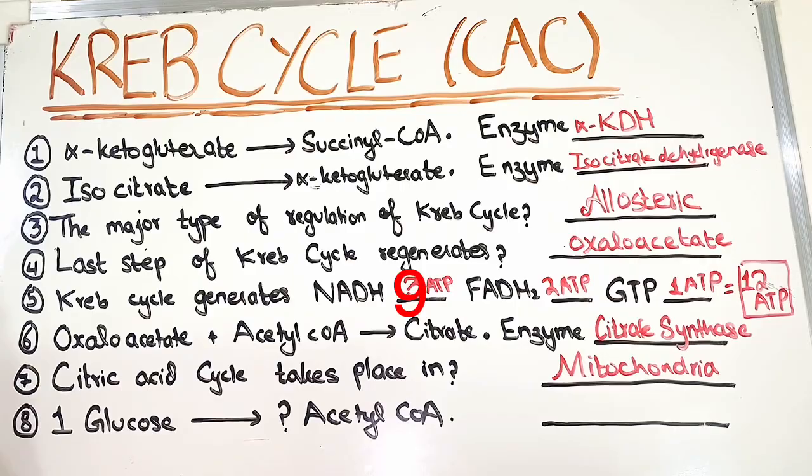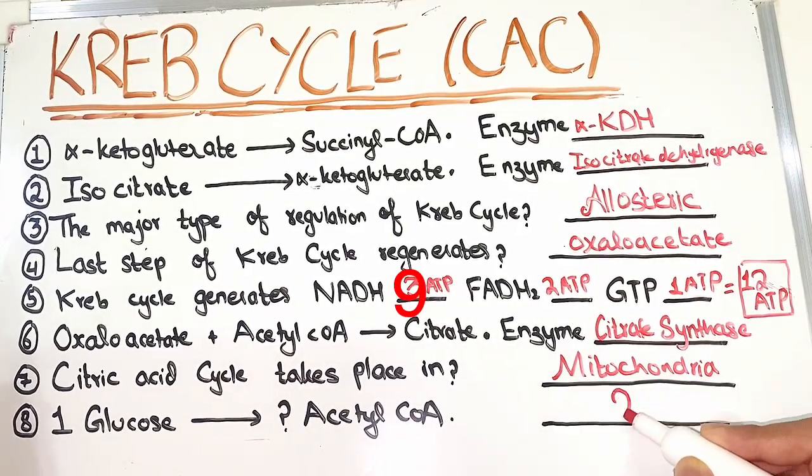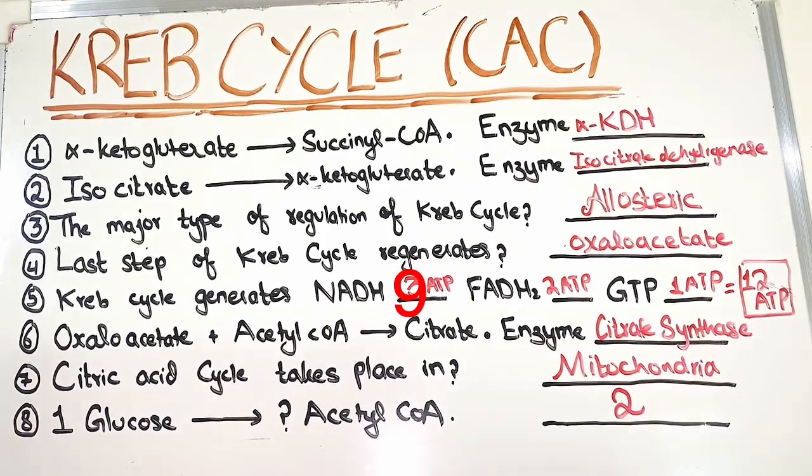Next, the last question is: one glucose molecule produces how many acetyl coenzyme A? As we know, one glucose produces 2 pyruvate, which will be converted into 2 acetyl coenzyme A. So these were some simple questions regarding the Krebs cycle. Now we will move on to the MCQs. So let's see some MCQs.